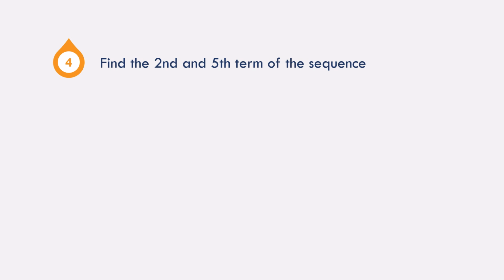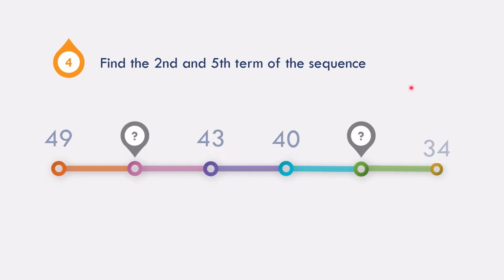How about example number 4? Find the second and the fifth term of the sequence: 49, the second term is unknown, 43, 40, and then the fifth term is unknown, and then 34. Let us see what could be the pattern. So, this is the only part we can look at.